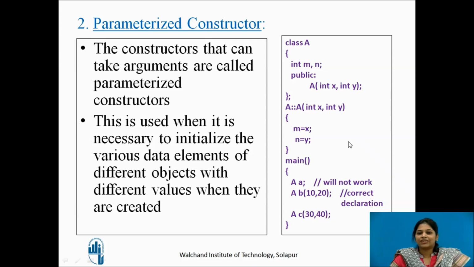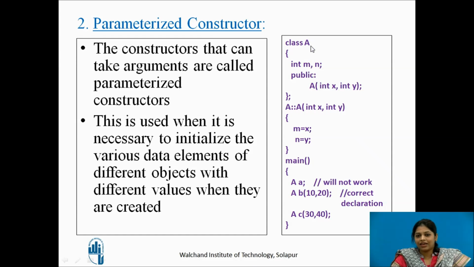Let's see an example to understand the difference between a default constructor and a parameterized constructor. In the previous case, we considered the default constructor, which was initializing all the objects to 0 values. But a user may want a different initialization other than 0. When the user wants different initialization for different objects, a parameterized constructor is used. So let's focus on an example which clarifies the difference between a default constructor and a parameterized constructor.